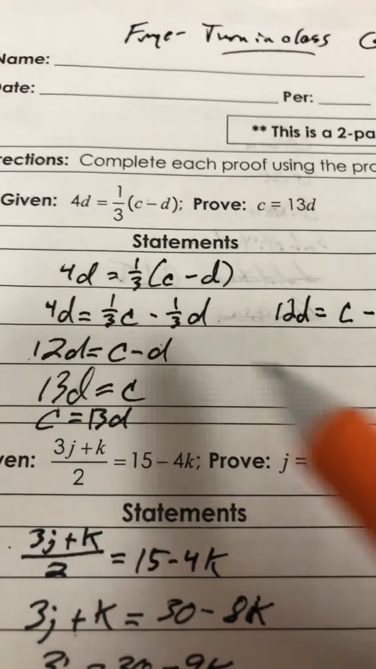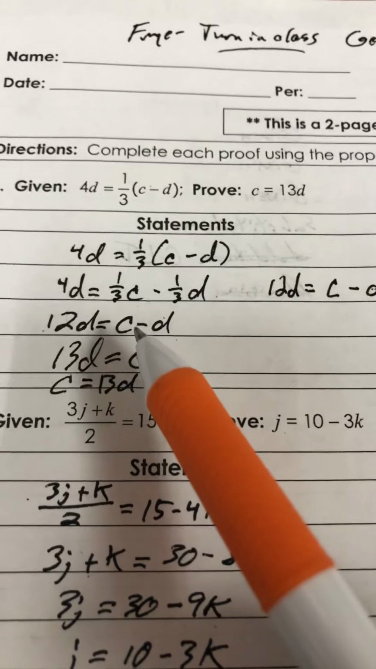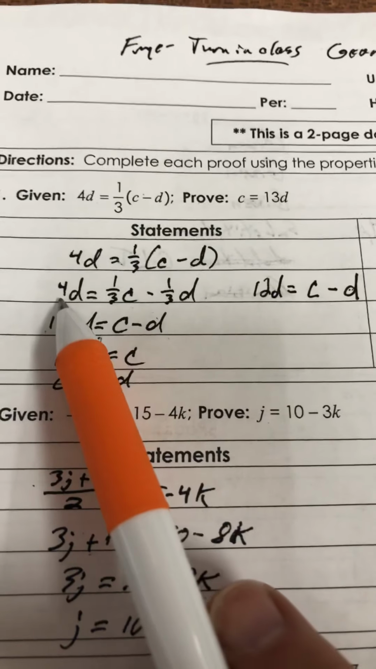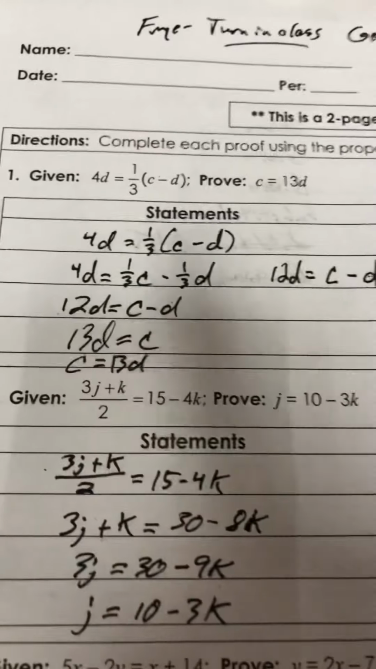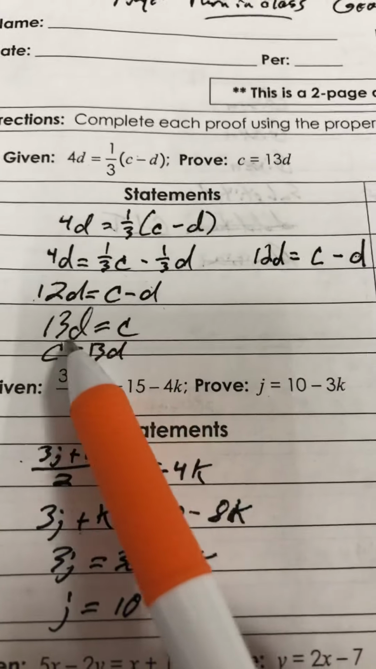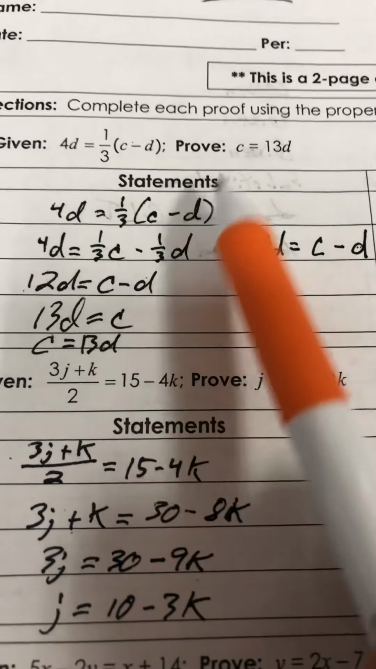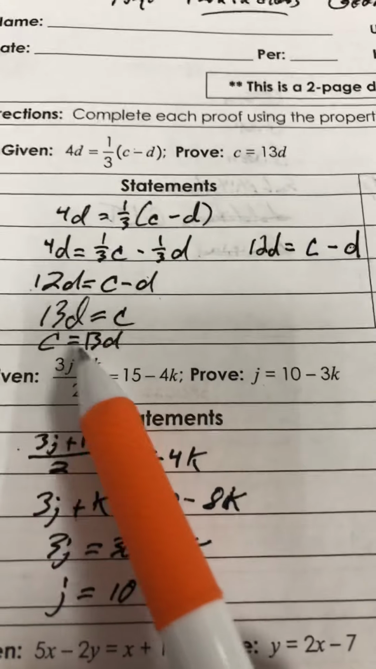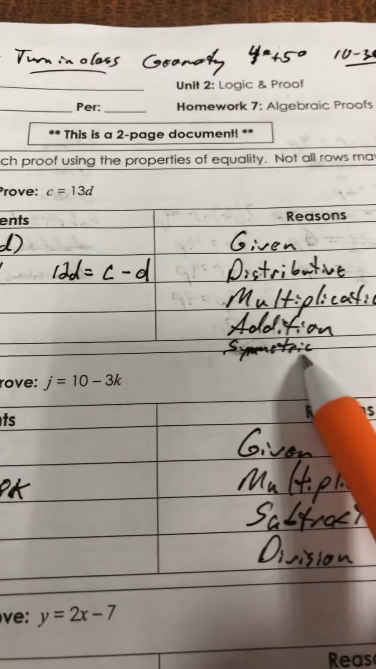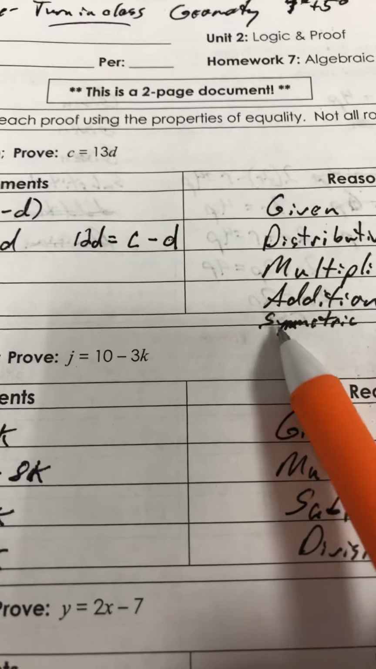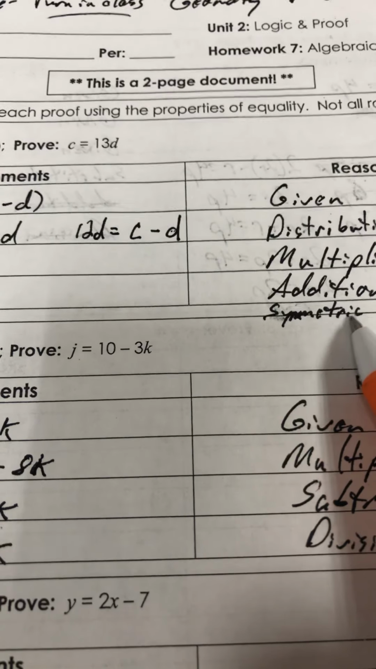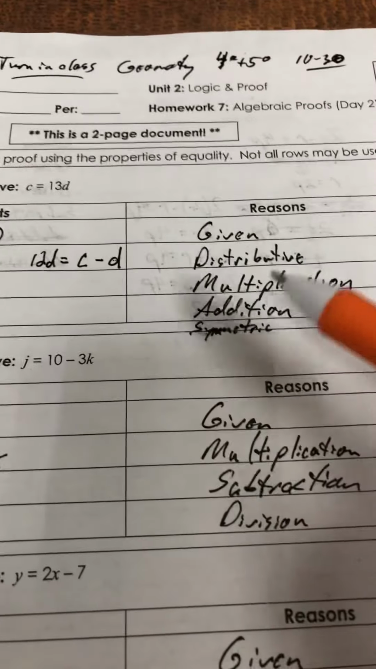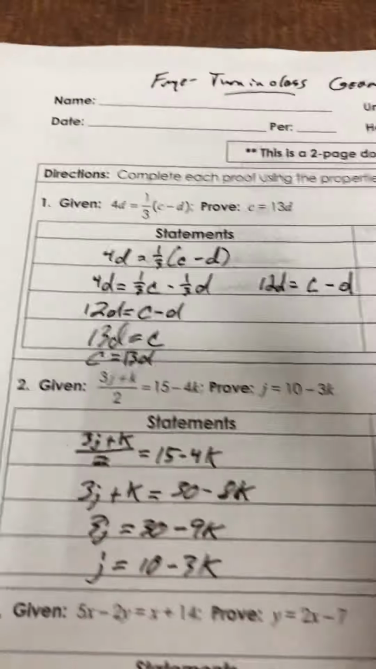And then what I ended up doing is I used multiplication here, multiplied everything by 4. And it's okay. I just have it backwards. I have 13D equals C, but I need to flip it. So that's why I needed an extra line. C equals 13D. And that was the symmetric property. I had to fit that in there. So hopefully you're pausing this and you could write these down as I'm going through these.